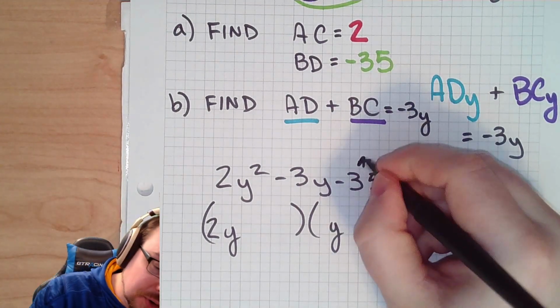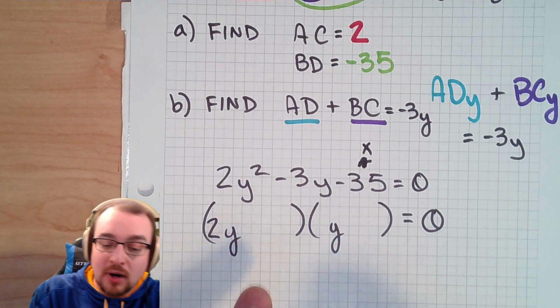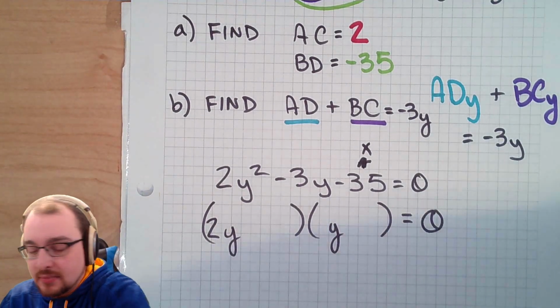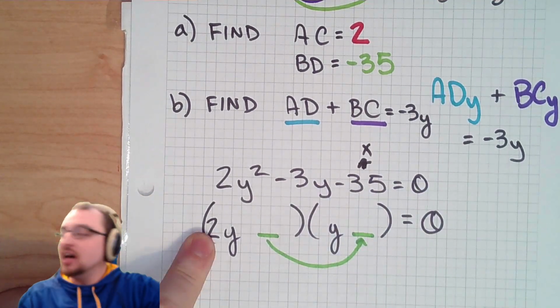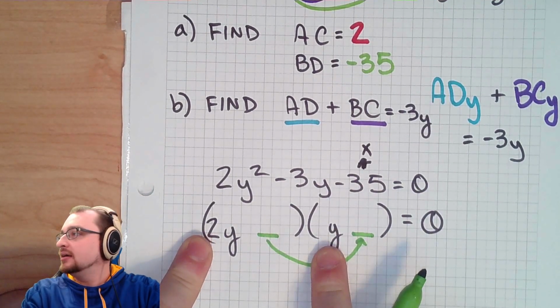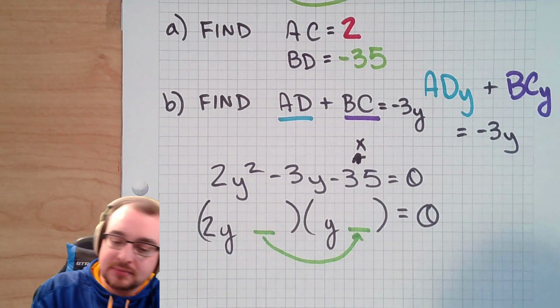Sorry, not add to 35. Multiply to 35. That's the numbers that are going to go here. Notice that whatever numbers go here, when they multiply, this number and this number, they have nothing to do with what goes here and here. So we just straight up need numbers that multiply to negative 35, just like we used to.